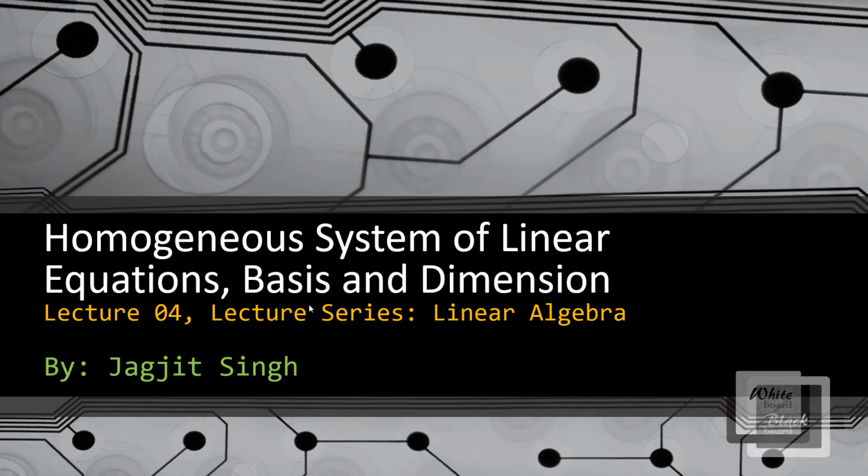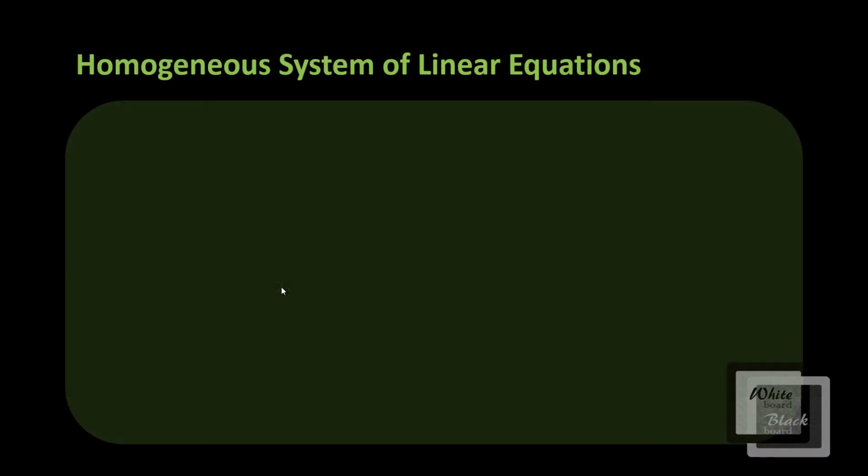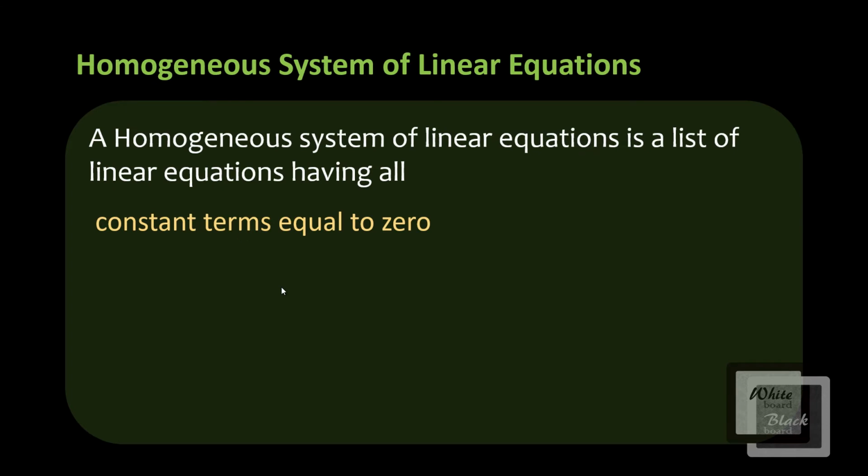Hello everyone, today we will talk about homogeneous system of linear equations and also the definition of basis and dimension in homogeneous system. A homogeneous system of linear equations is that system of linear equations which passes through origin. We can define it as a system of linear equations having all the constant terms equal to 0.